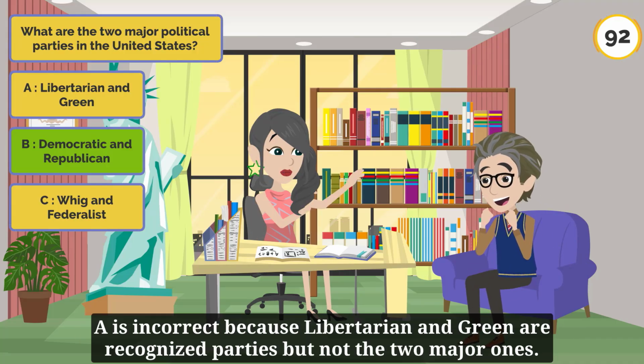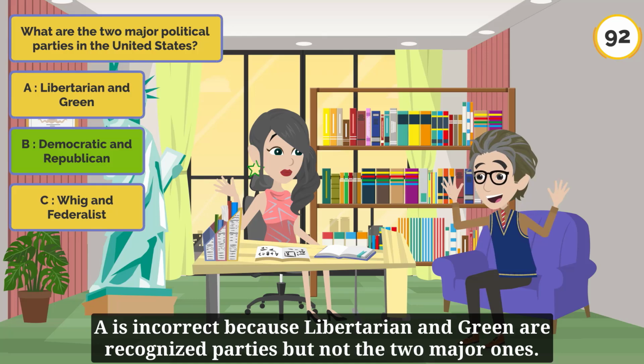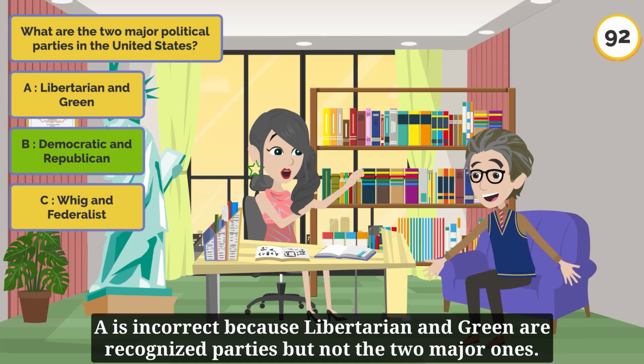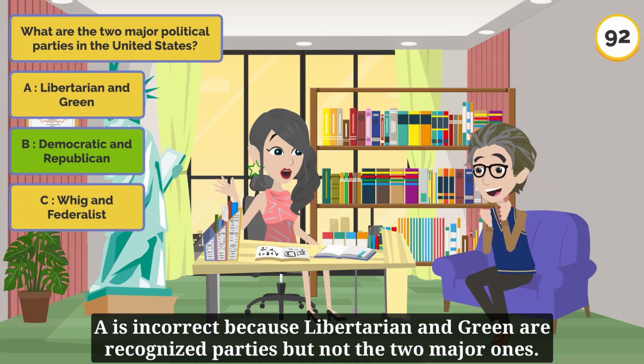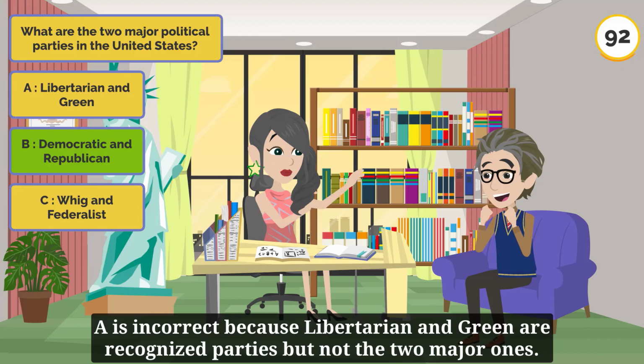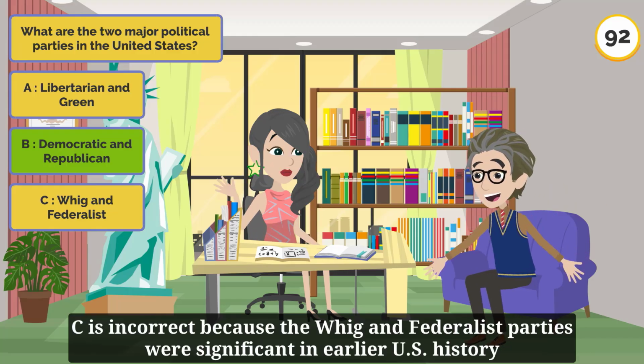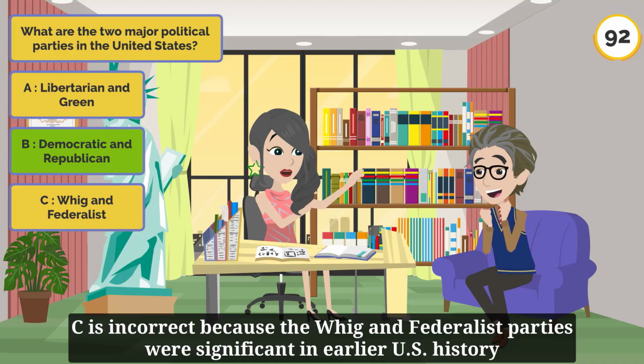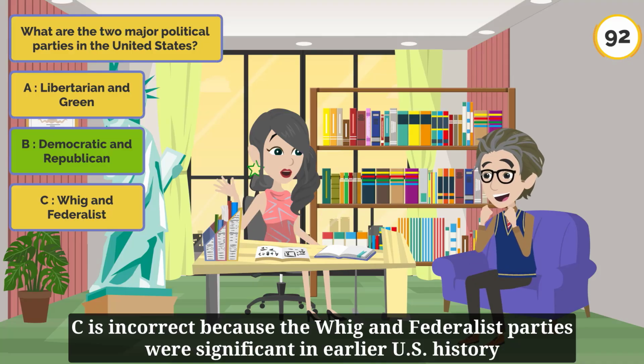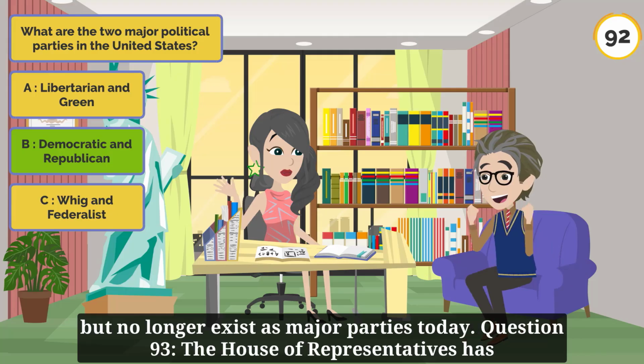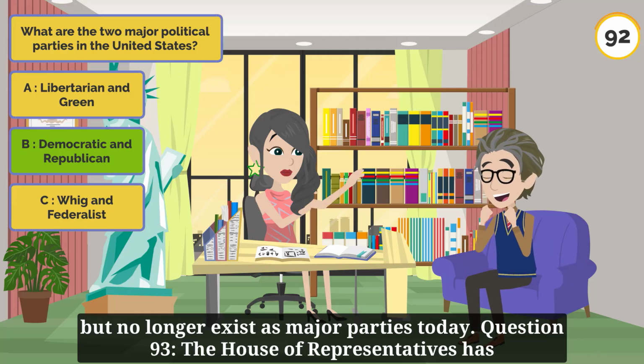A is incorrect because Libertarian and Green are recognized parties, but not the two major ones. C is incorrect because the Whig and Federalist parties were significant in earlier U.S. history, but no longer exist as major parties today.